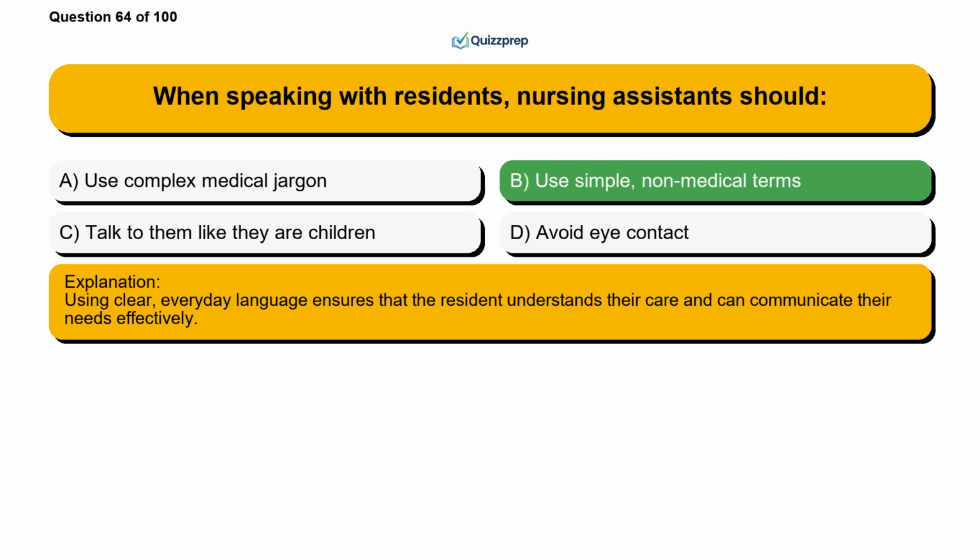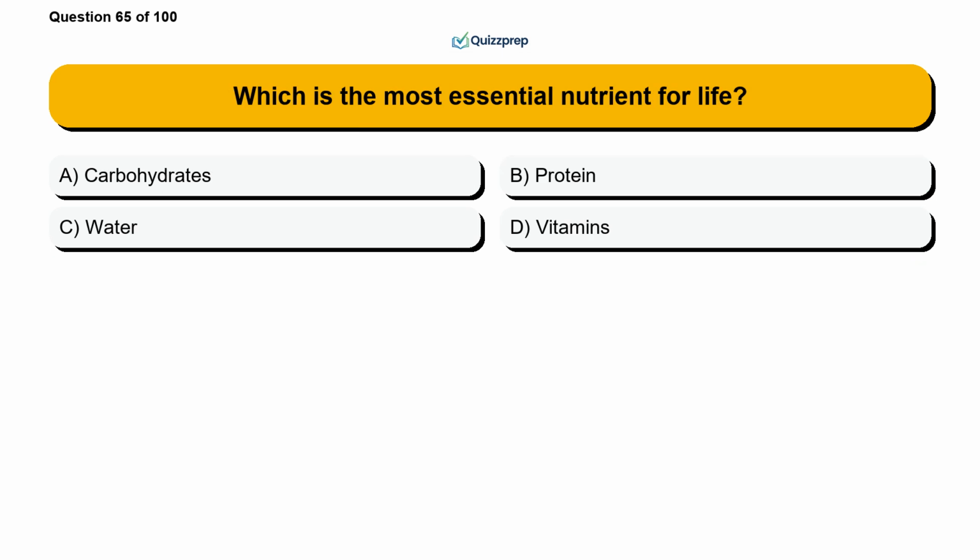Using clear, everyday language ensures that the resident understands their care and can communicate their needs effectively. Question 65. Which is the most essential nutrient for life? Option A, carbohydrates. Option B, protein. Option C, water. Option D, vitamins. The correct answer is option C, water.